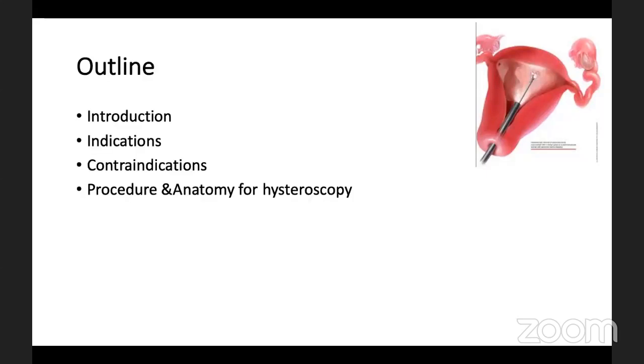So as an outline, I'm going to go through an introduction, give the indications and contraindications. I'll talk a bit about the procedure in a stepwise fashion, and then discuss the relevant anatomy for hysteroscopy. Then I'll share a few photos taken at some of our hysteroscopies, although most of them have been diagnostic and not so much operative.